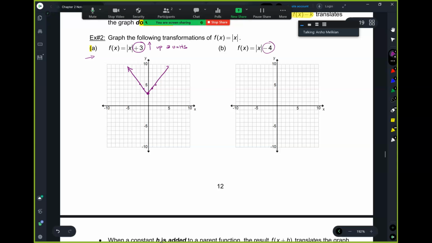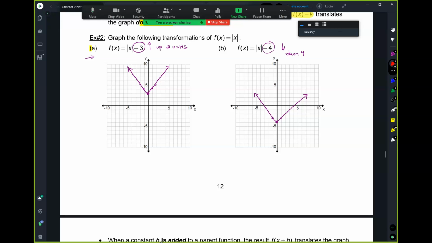Look at this one. What does this do? Moves it down 4. Okay, 1, 2, 3, 4. Okay, so from that, again, you got a slope of positive 1 and negative 1. So I go up 1 over 1, up 1 over 1, boom, boom. Now, that's really all the work that you should have to do for this. That's how quick it should be to graph these.